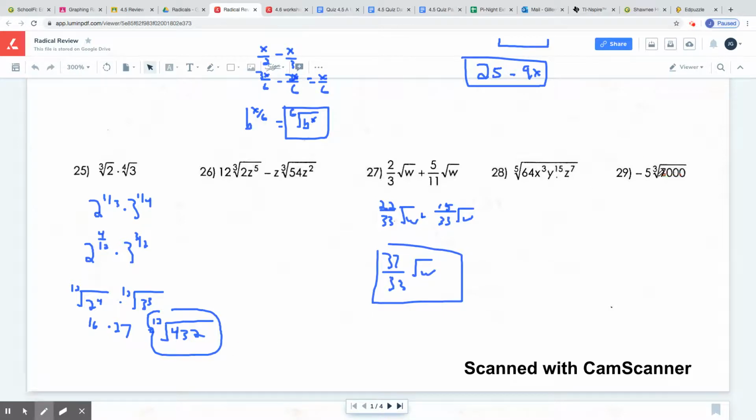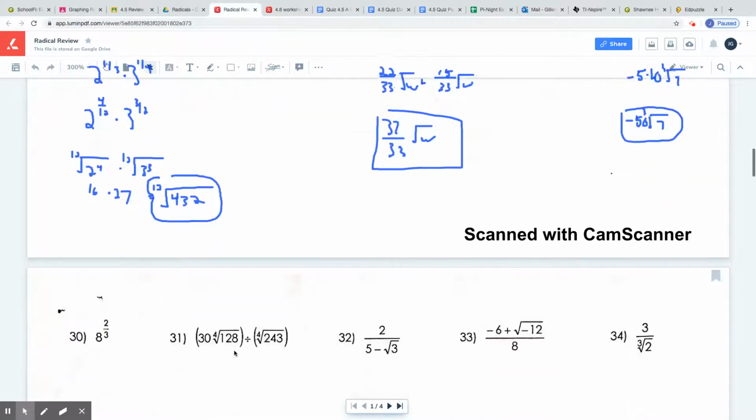All right, 29. -5 cube root 7,000. 7,000 is 1,000 times 7. What's the cube root of 1,000? It's 10. So it's -5 times 10, and then there's a 7 still left in there. So it's -50 cube root 7. And there's our answer.